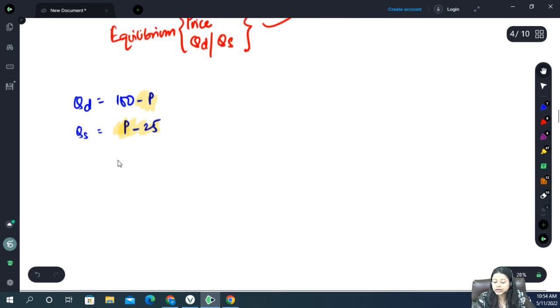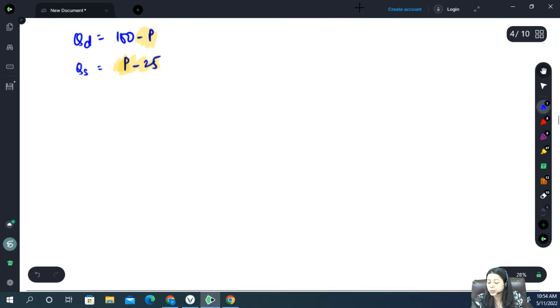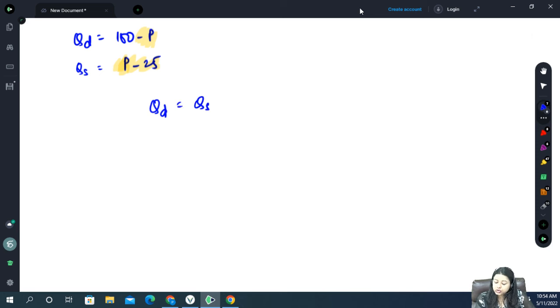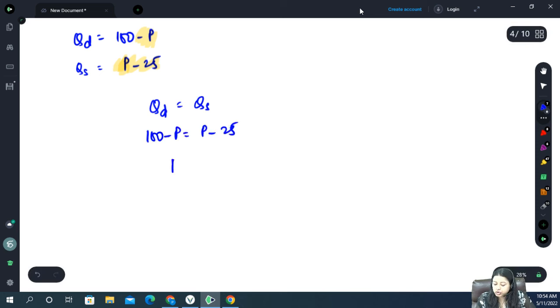Now you can simply equate these two equations. So when are we saying that the market is clearing? It means that the quantity demanded should be equal to the quantity supplied. Correct? So these two should be equal. What will be the price at which these two are equal? Tell me the answer.